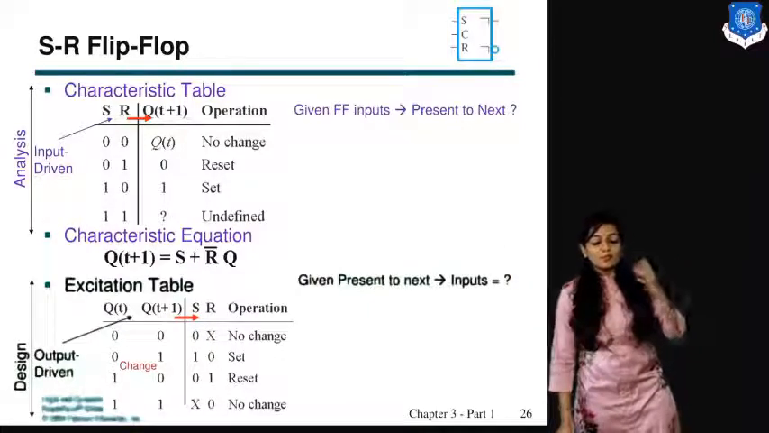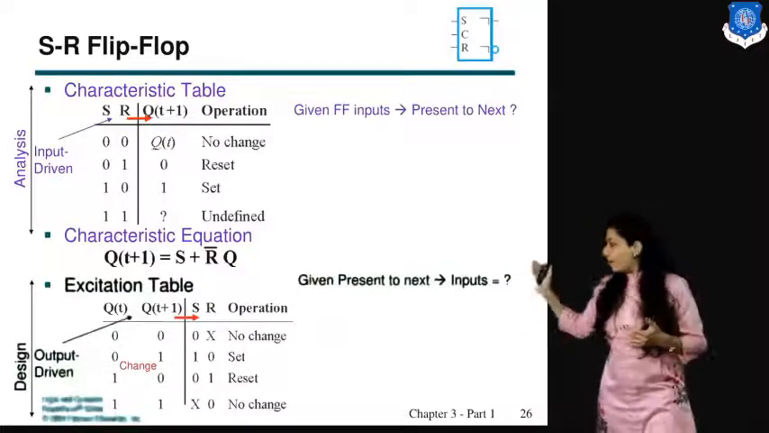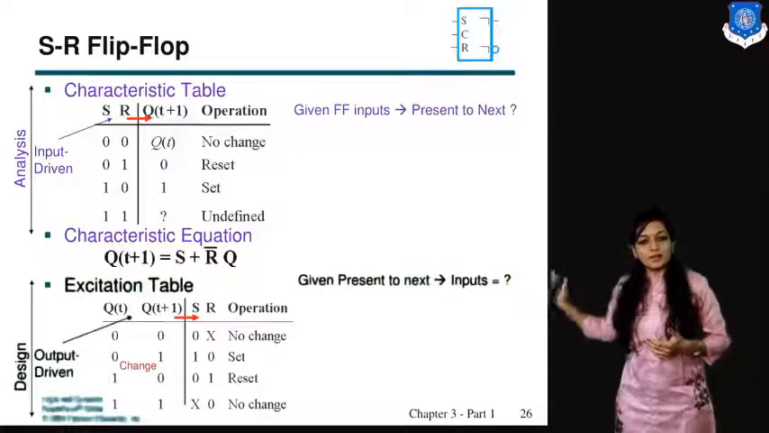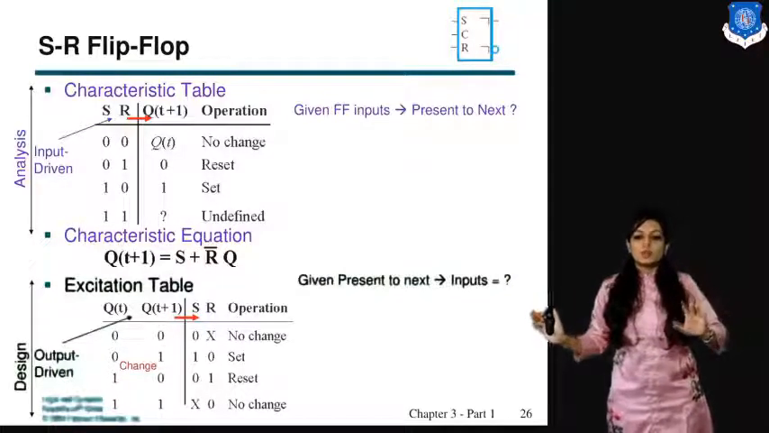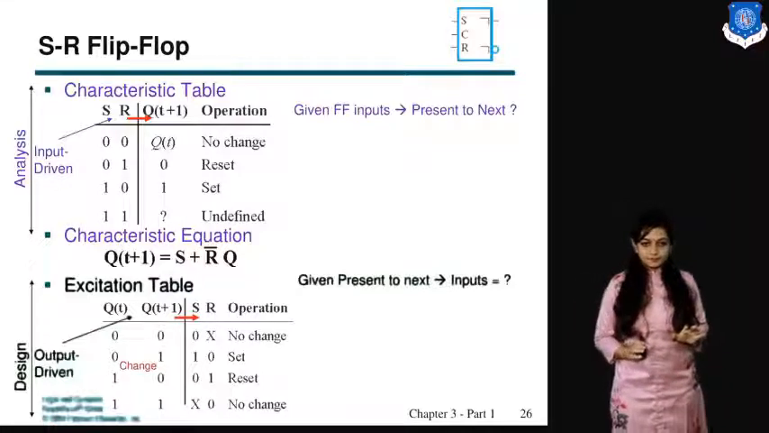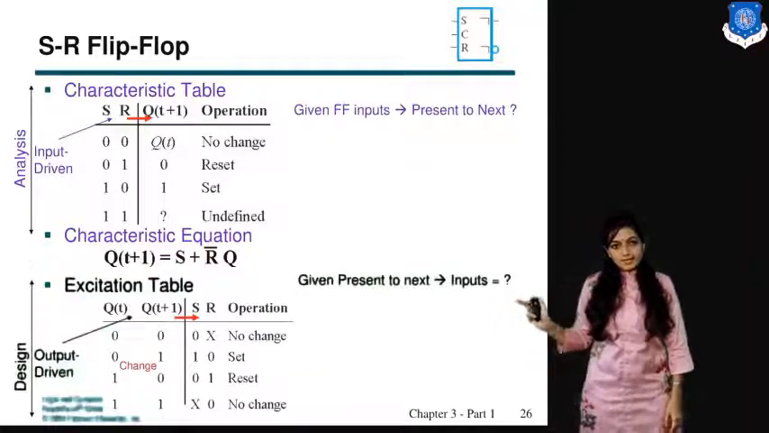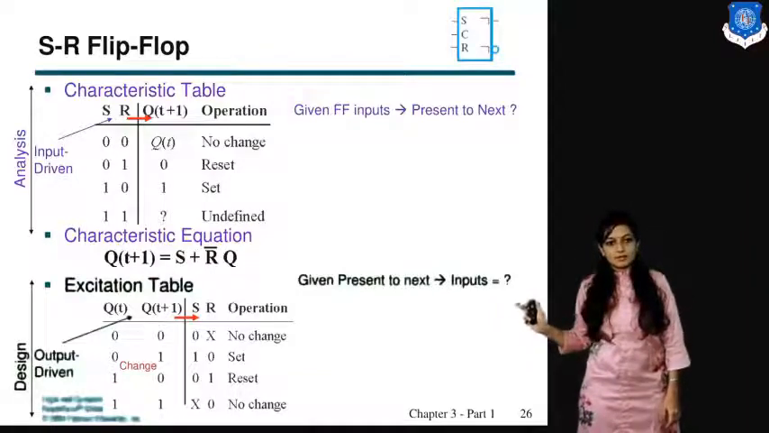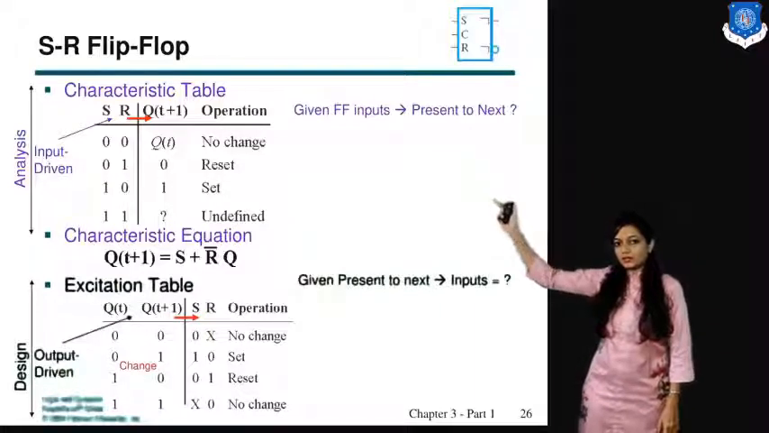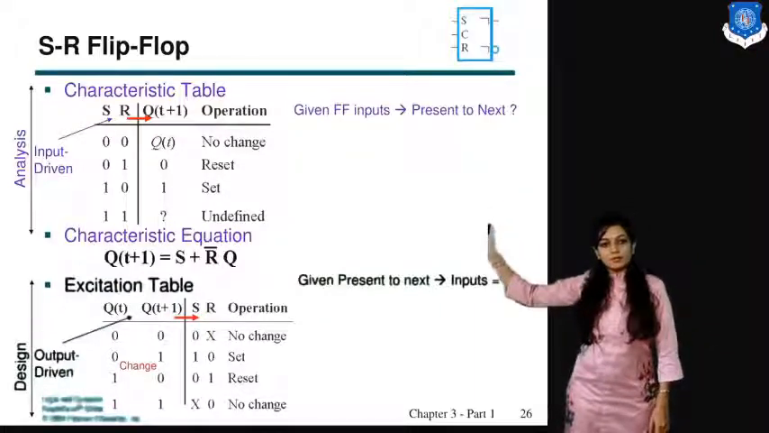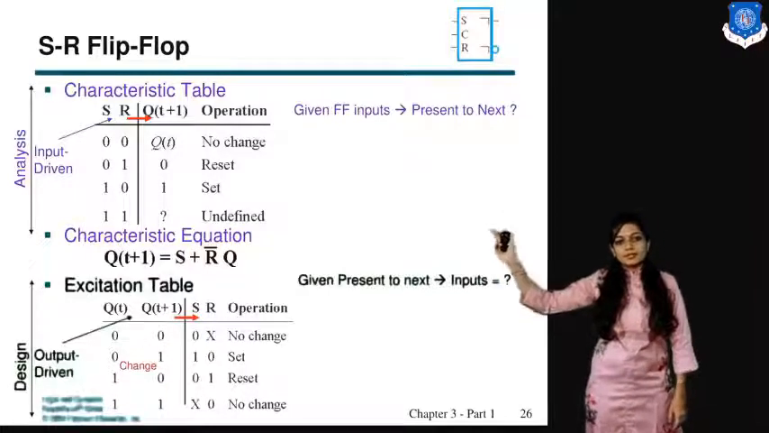And what if both S and R are equal to 1? Then that state is undefined, because both Q and Q bar would be equal to 1, which is an invalid state. So the characteristic equation would be Q(t+1) = S + R'Q. For reset, R dash is multiplied into Q, plus S.